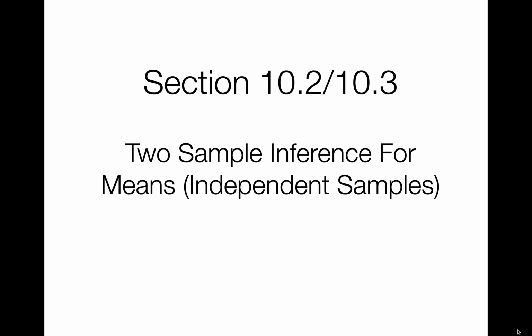Okay, so now we'll move on to sections 10.2 and 10.3, which are two sample inference for means, and it's the independent samples case. That means that each sample that we take is independent of the other. So in my first toy example, do sophomores or juniors have higher GPAs? Those two samples are going to be independent.